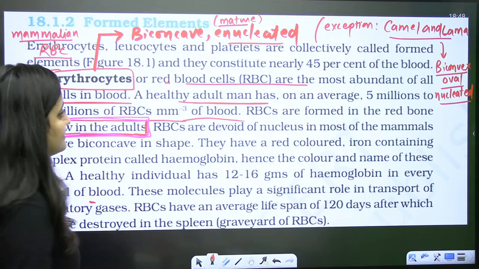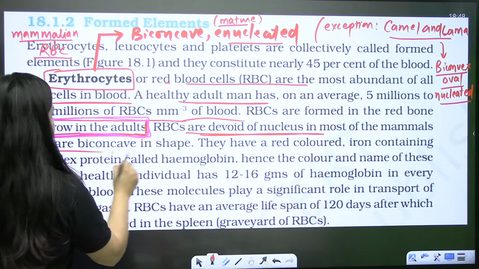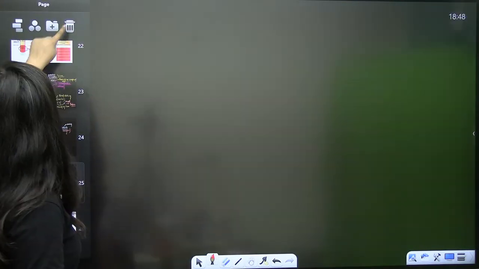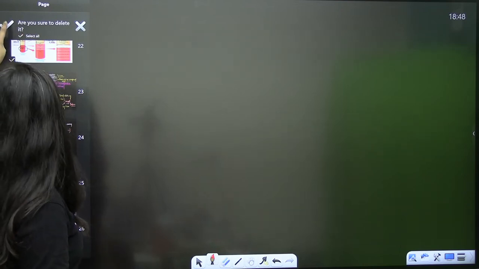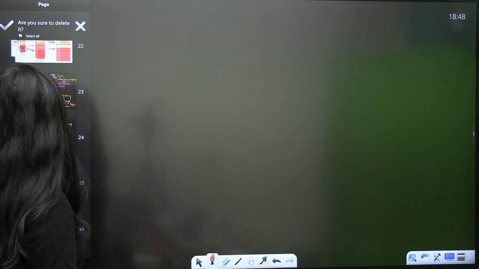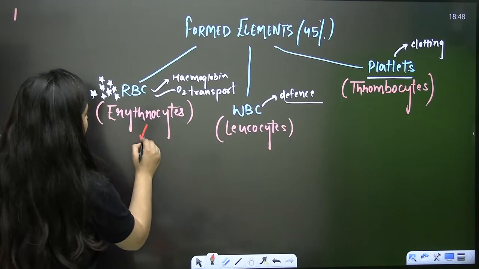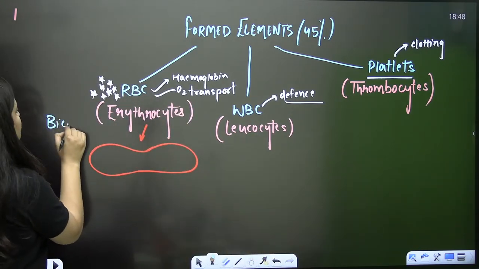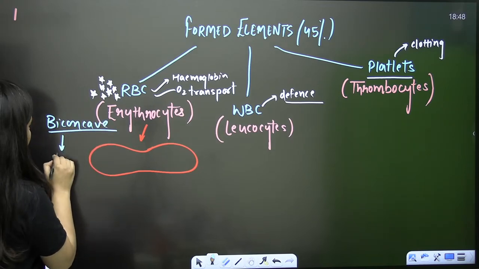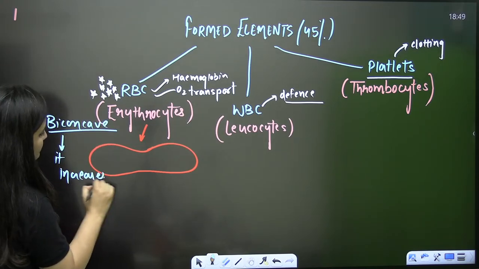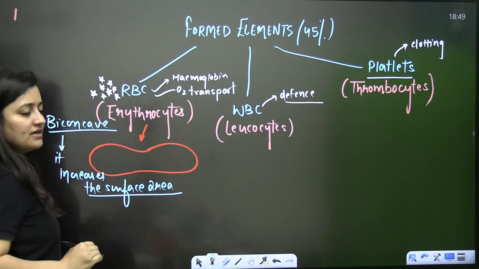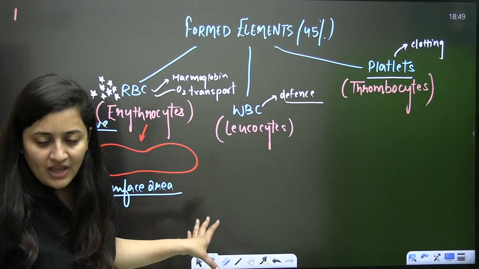Is that clear? So as I said, RBCs are devoid of nucleus in most mammals and they are biconcave. Now the point is why the shape of the RBC? It is biconcave, something like this. That's how we draw it. This biconcave shape increases the surface area. Because of that, the exchange will be easy. That's why it is biconcave in shape.